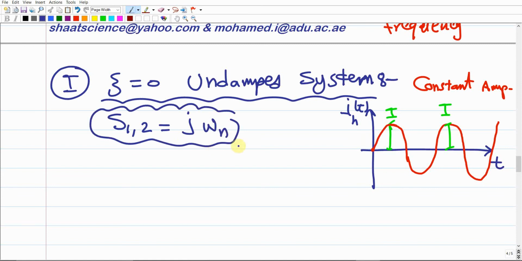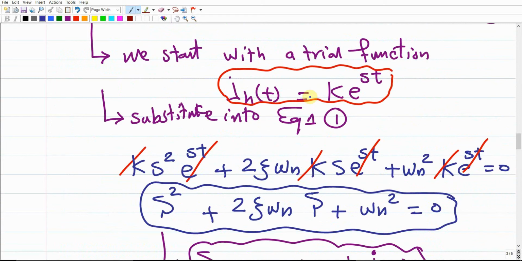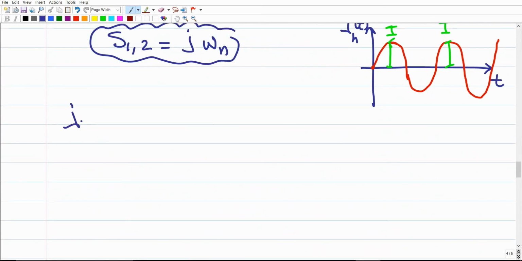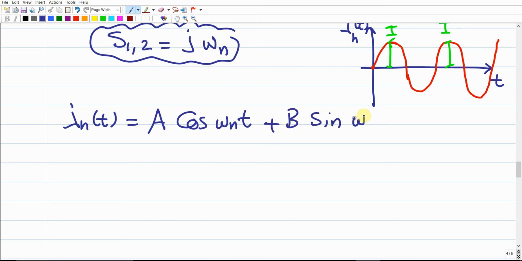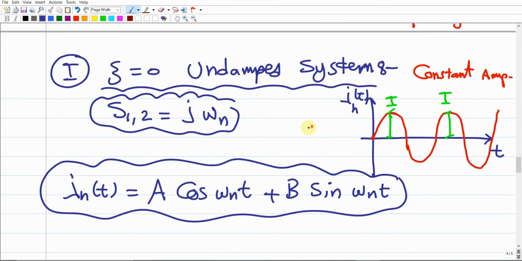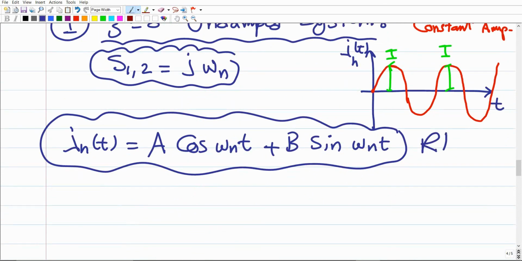If we plug these roots into this equation of the IH that we already got here, we're going to end up with IH, which is the homogeneous solution of t, equals A, which is just a constant, cosine omega n t, and after some manipulations, plus B sine omega n t. You have to memorize this expression or this equation. This is the general solution for RLC circuits.